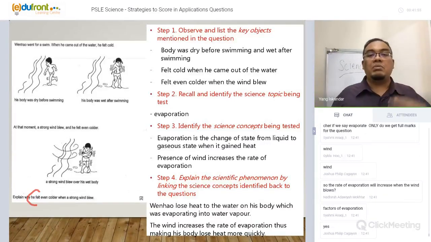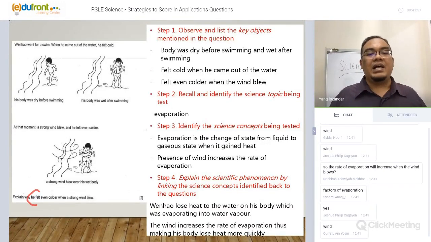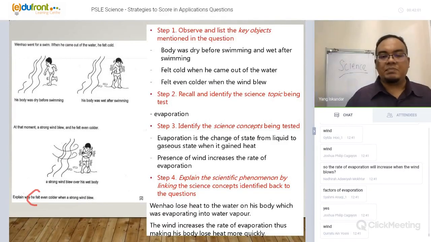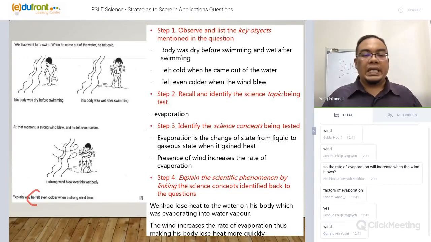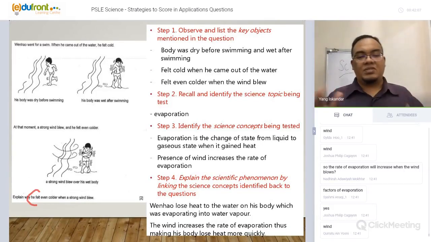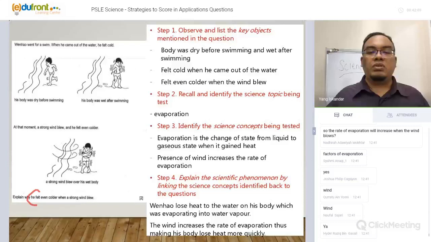So that's why Wen Hao's body will lose even more heat when the cold wind blows. Okay, I'm sure all of us have had this experience before, right? We come out of the swimming pool, and then we shiver, and when the strong wind blows, we feel even colder. So that's the reason, right? The reason is our body losing heat to the water droplets that are evaporating. Okay, understand, class? So you can see that it's not that easy.